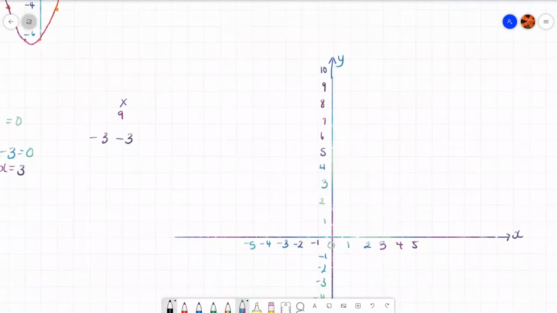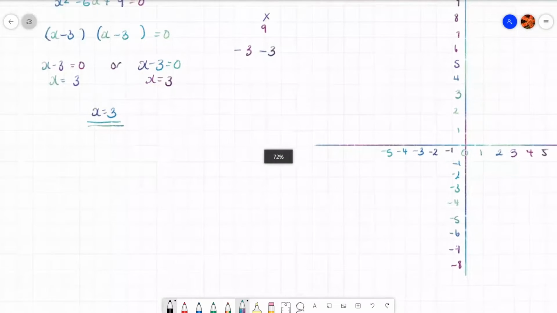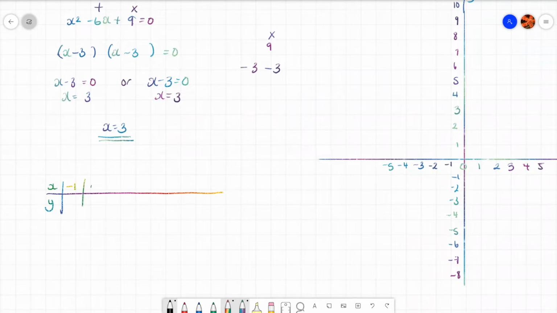Okay, so let's have a look then. Draw myself a little table, shall I? Here, I'm going to have x and I'm going to have y. Okay, I can start at -1, should I? Just do it that way. 0, 1, 2, 3, 4, 5, and 6. Let's just see what happens. So I've got to substitute my x's in. So y equals x squared minus 6x plus 9.